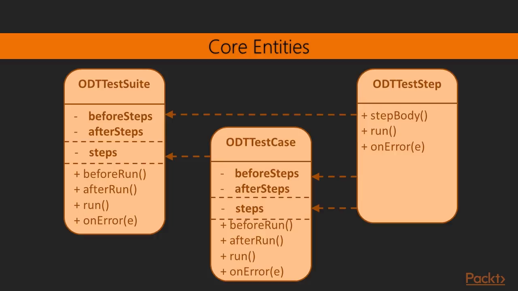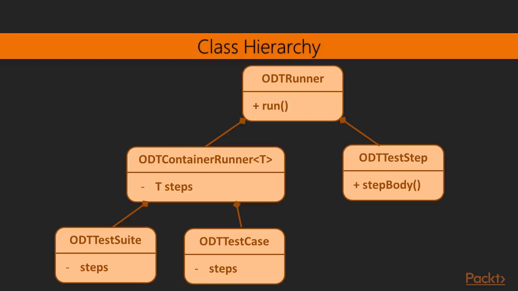All those classes contain a run method, which implements the common flow. At the same time, there are methods we should override. For example, when we extend the step class, we need to override the step body method, where we should define the actual step actions. Also, we may override some specific handlers like the onError method, which should handle cases when an error occurs. But those were just entities.